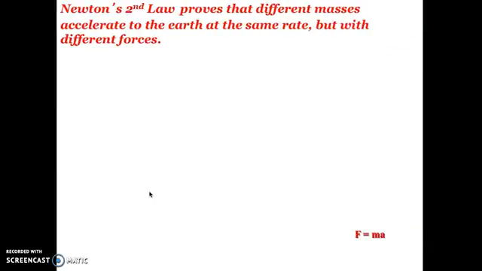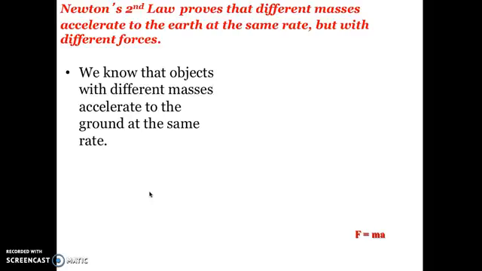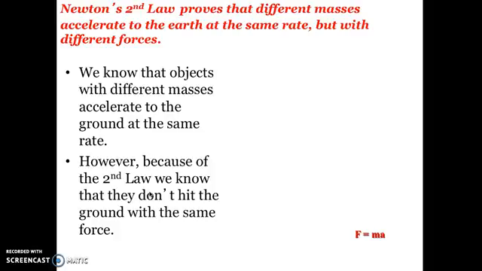Now, second law really proves that different masses accelerate towards the Earth at the same rate, but with different forces. We know that objects with different masses accelerate to the ground at the same rate. If you don't believe me, I will show you this in lessons, but it might be worth Googling it. There's some quite interesting experiments. Because of second law, we know they don't hit the ground with the same force. So if I drop a metal ball bearing and a medicine ball, one of them will make a dent in a baking tin and the other one won't. The reason is that the force is not the same.